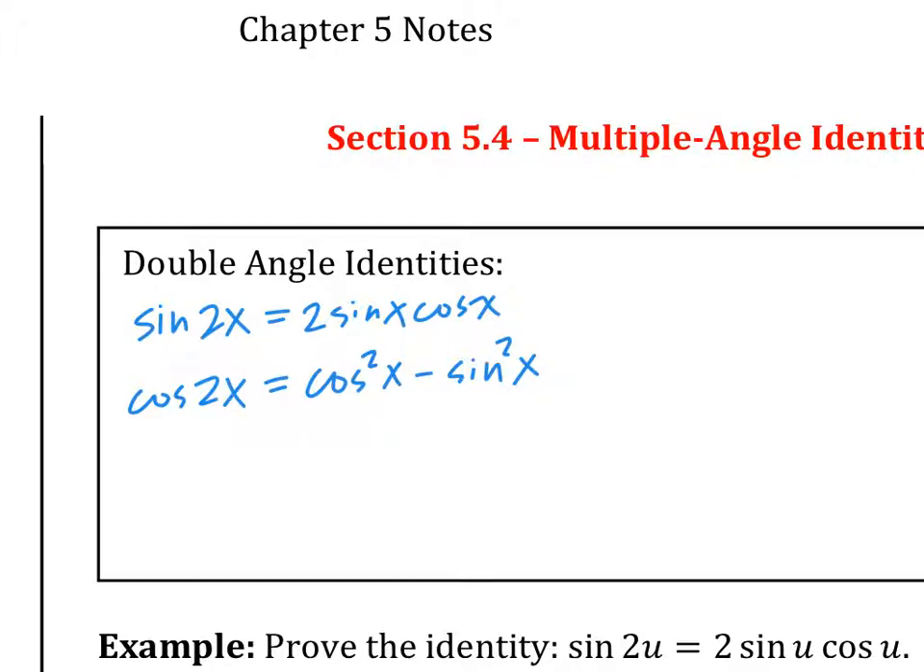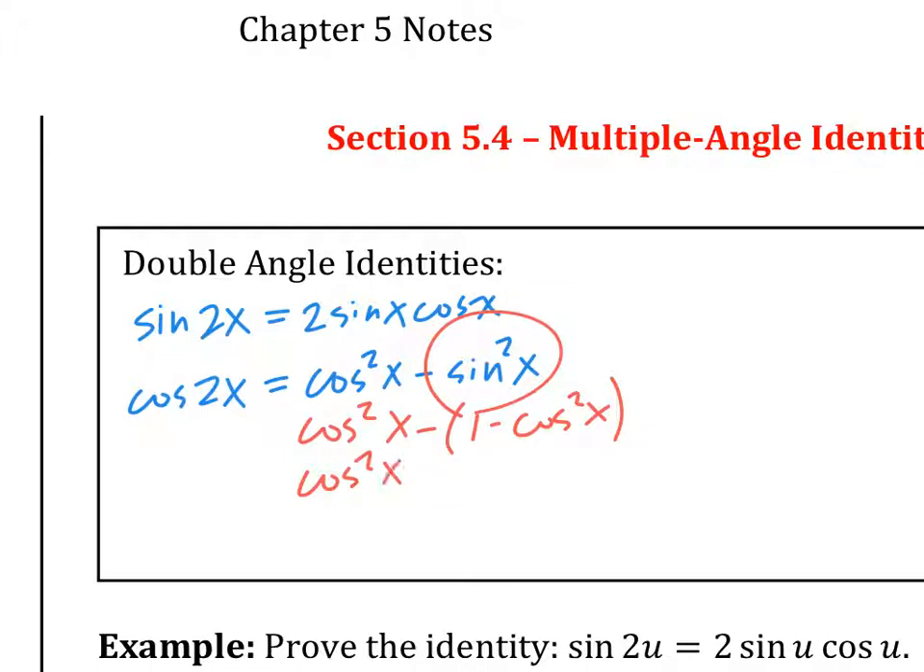The second one is very easy. We just need to change sine squared. Sine squared is also the same as what? 1 minus cosine squared. So we can think of this as cosine squared x minus (1 minus cosine squared x). Now we can just distribute a negative sign, and that will become cosine squared x minus 1 plus cosine squared x. So what does that simplify to? 2 cosine squared x minus 1.